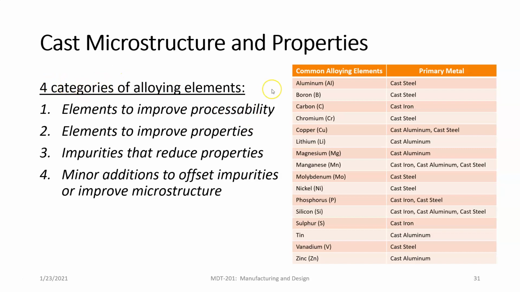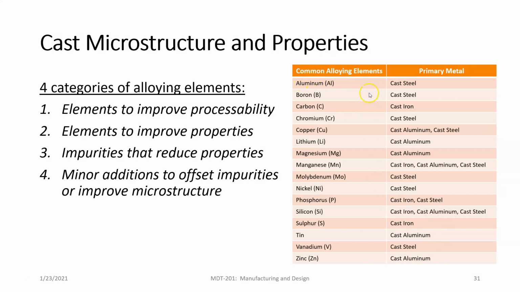So there's 4 categories, 4 different types of alloying elements. We have elements to improve processability. That is, being able to make the casting faster and better. We have elements to improve the material properties, to make it stronger or more ductile. We have impurities that reduce the properties. These are things that we don't want in, but invariably they get in, like oxidation. And then we have minor additions to offset impurities. So we have bad things that get in that we can't avoid, but then we have things that we can add to help mitigate the impurities, right?